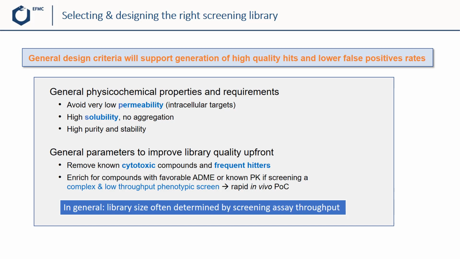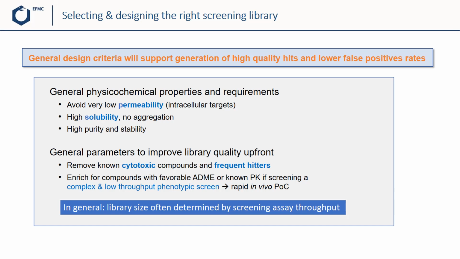In case a proof of concept experiment in an in vivo model is planned and the in vivo model is available, the use of screening compounds that already possess good drug-like properties enables rapid progress. Also, if the throughput of the assay is very limited, it makes sense to start with a well-curated compound set. Thereby, you enable any downstream experiments without the need for a lengthy compound optimization.